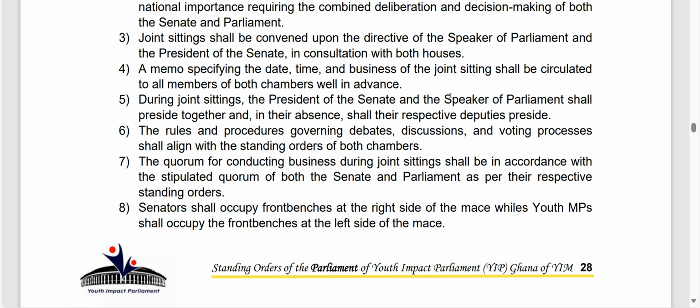You can start a ruling, I'll end it. We can call a member to speak and then I'll call another member to speak. We are going to do it together because it's a joint sitting. No house is supposed to have an upper hand over the other. It's going to be very beautiful.